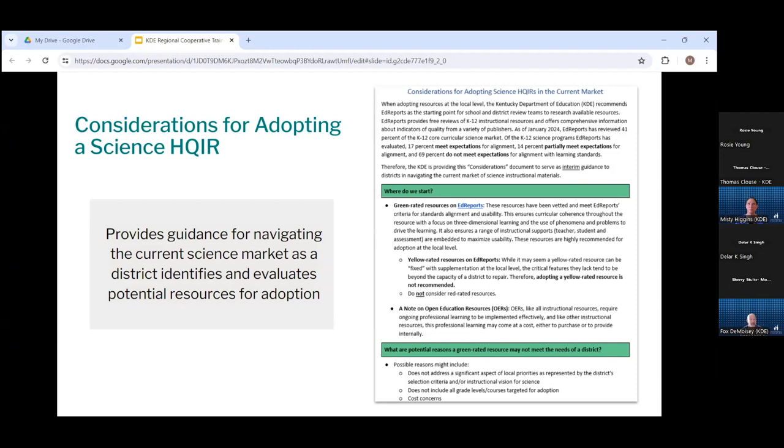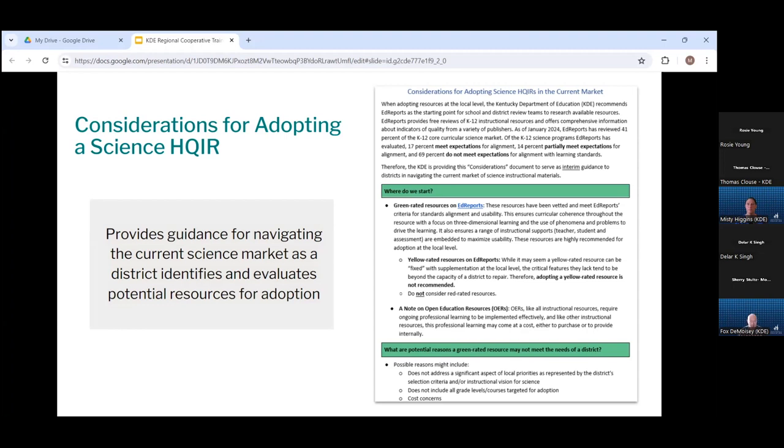So we're going to briefly highlight it now, and it is our new considerations for adopting science HQIRs in the current market document, kind of a long title. And while this resource offers a strategic range of considerations that districts might work through to meet their current instructional needs for science, we would really like to underscore that if a green rated resource is found that meets local needs, a district would not need to work through this guidance.